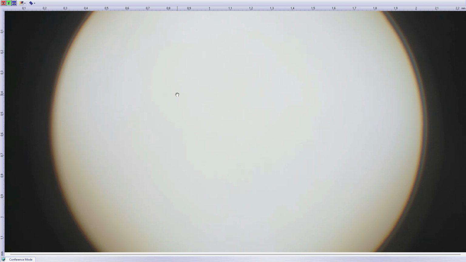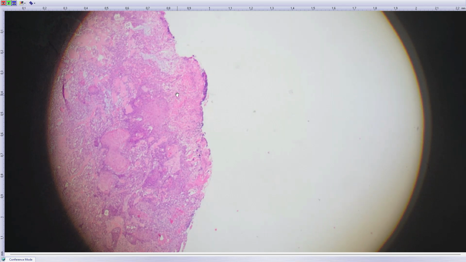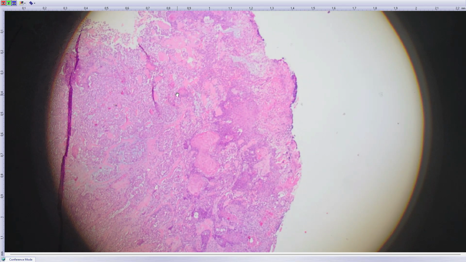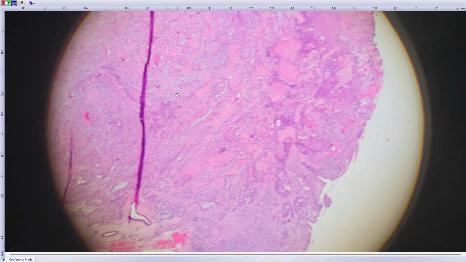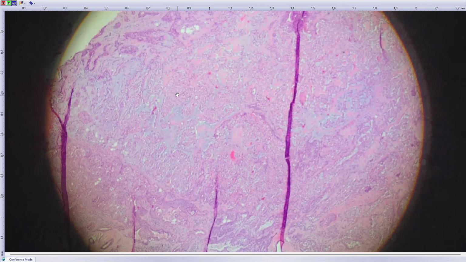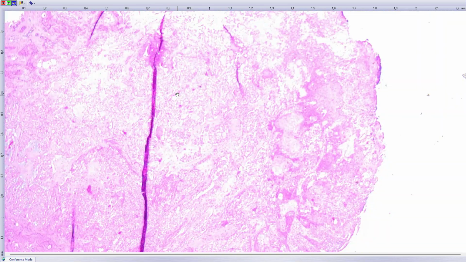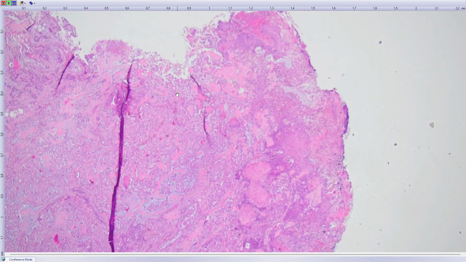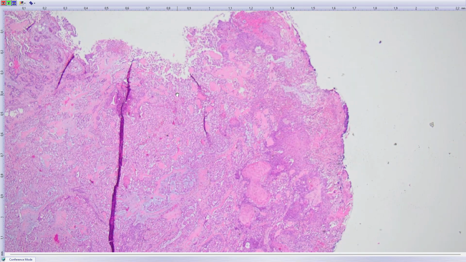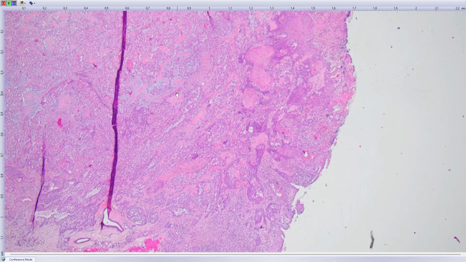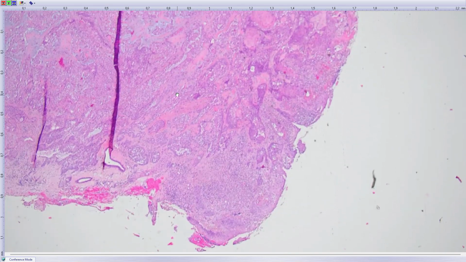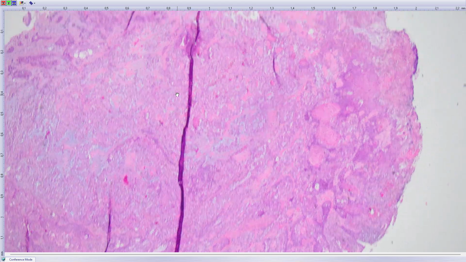This was a 78-year-old female patient who was operated on for a tumor in the oral cavity, located at the interface between soft and hard palate. And what you can see here with scanning magnification is an ulcerated surface. You can see that there is squamous epithelium, a lot of it, with pseudoepitheliomatous hyperplasia.